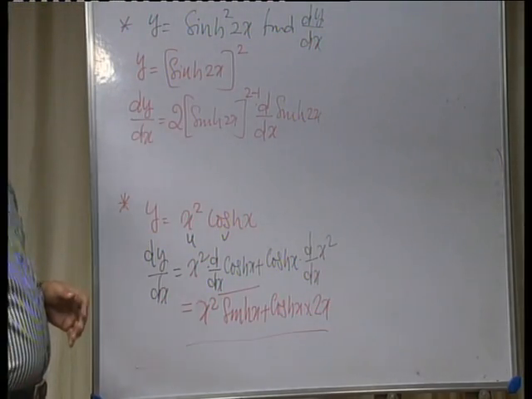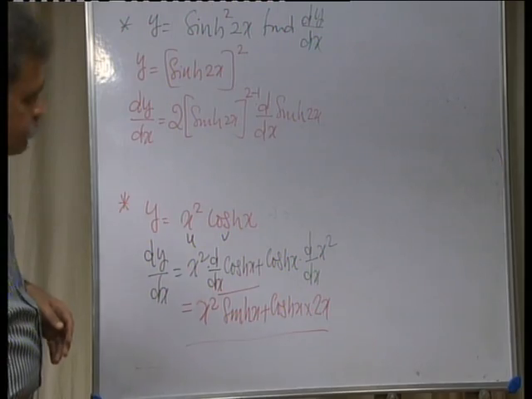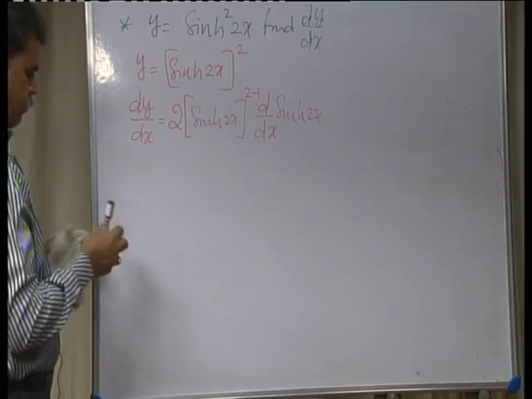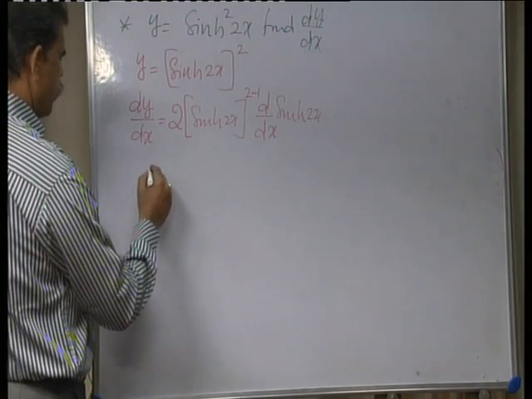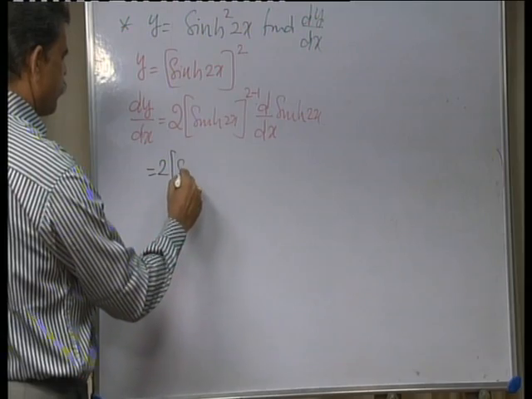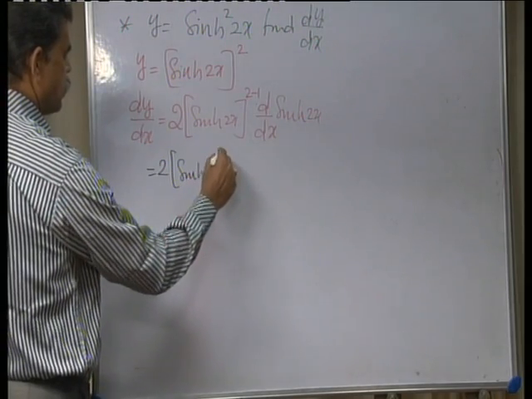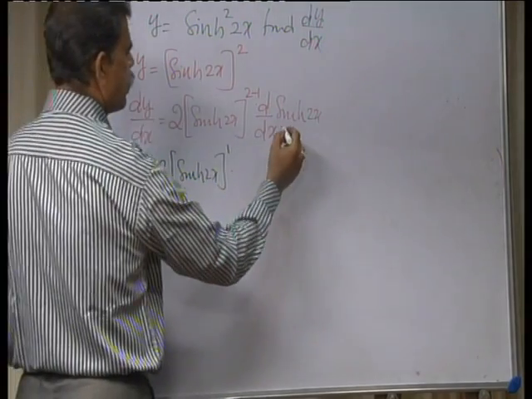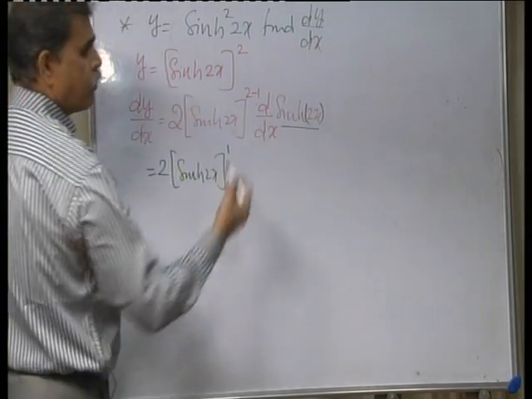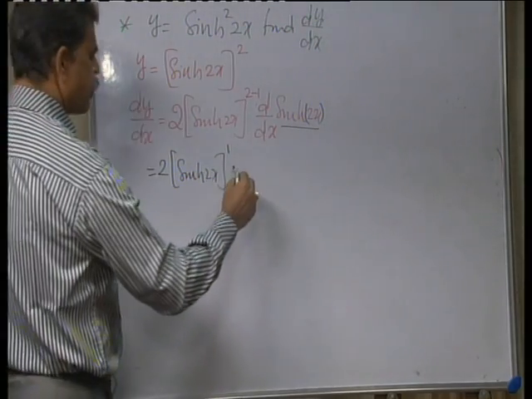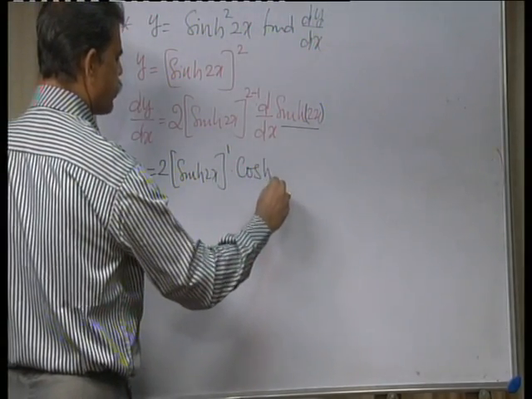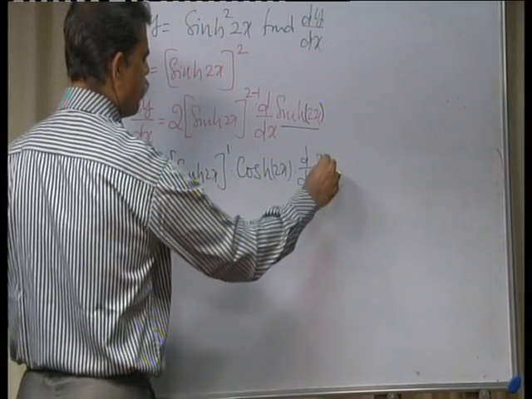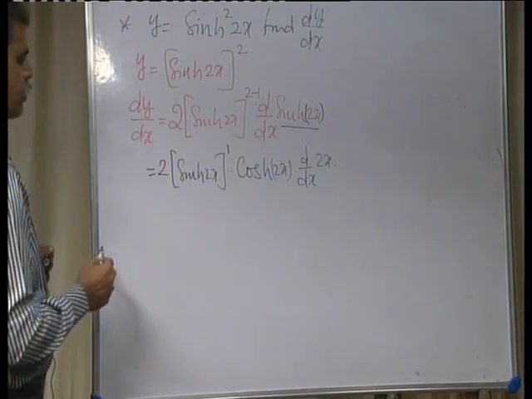Then differentiation of sinh 2x, other things we have to keep as they are, hence it will become 2 into sinh 2x to the power of 2 minus 1, which is 1. Differentiation of sinh is again a function, the cosh function, into d by dx of 2x.